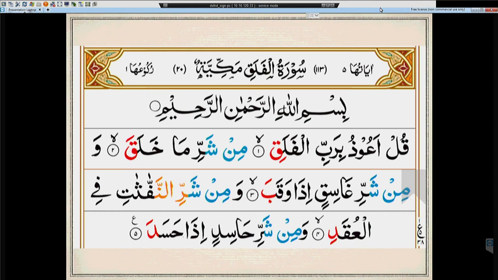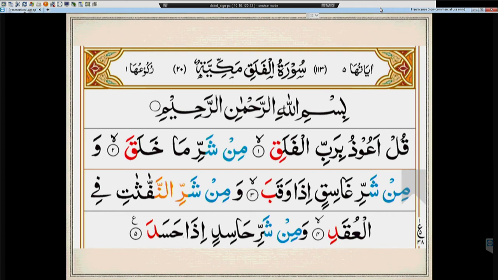Now pay attention, the a'udhu, this is the hardest part of this surah. The a and then u, a'u. You can't blend them together, you have to hear each letter. Qul a'udhu bi rabbil falaq, min sharri ma khalaq.